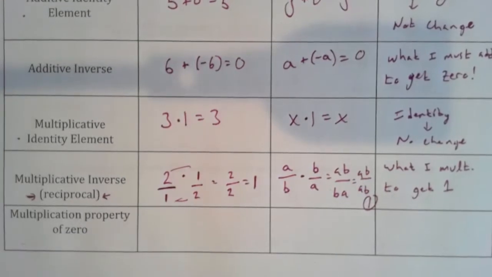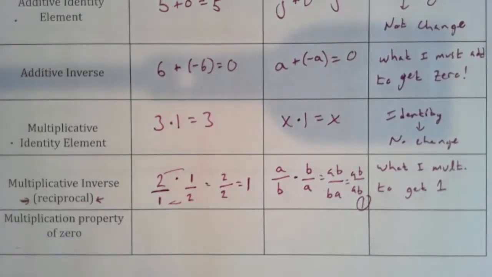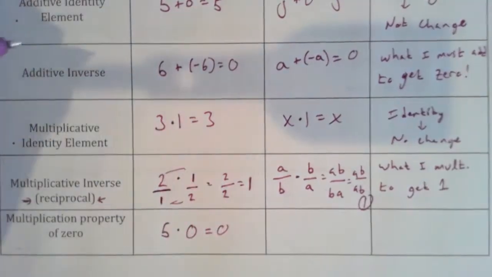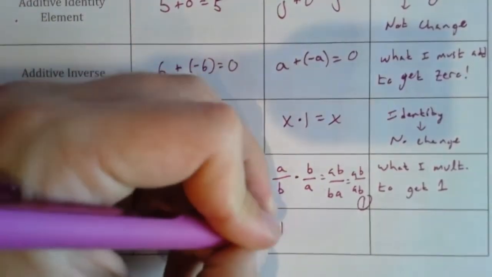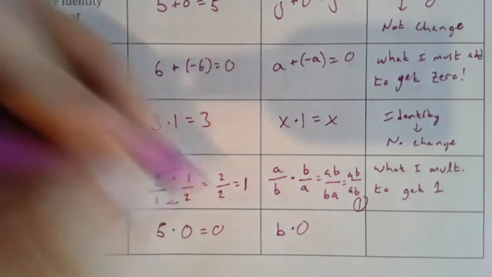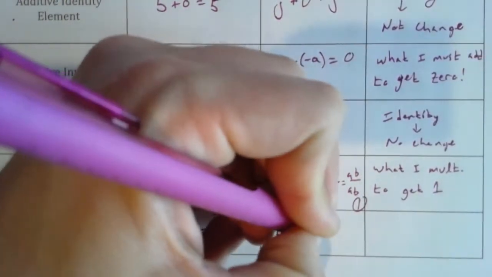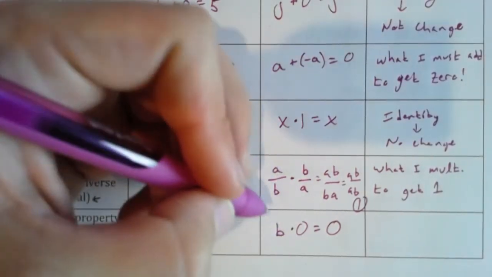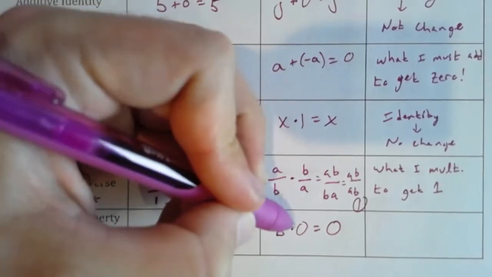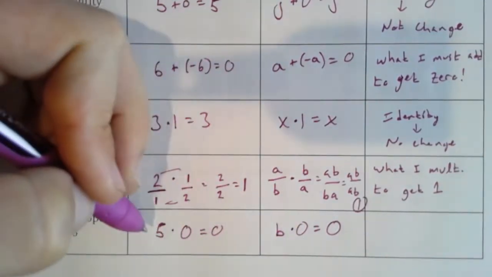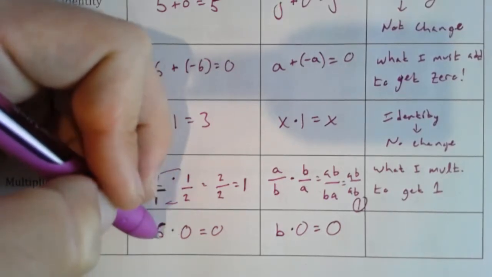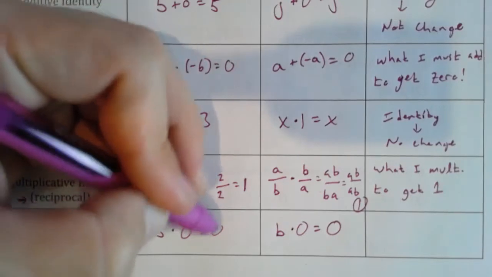Finally, multiplication property of 0. If I multiply anything by 0, I get 0. So if I multiply 5 times 0, that gets me 0. If I multiply b times 0, doesn't matter what b was, anytime I multiply something by 0, I get 0. And the reason that makes sense is because when you're multiplying, it's this number, how many times do I have that number? So here I've got 5, and I have 5 0 times. So if I don't have any 5s, I have nothing, it's 0.